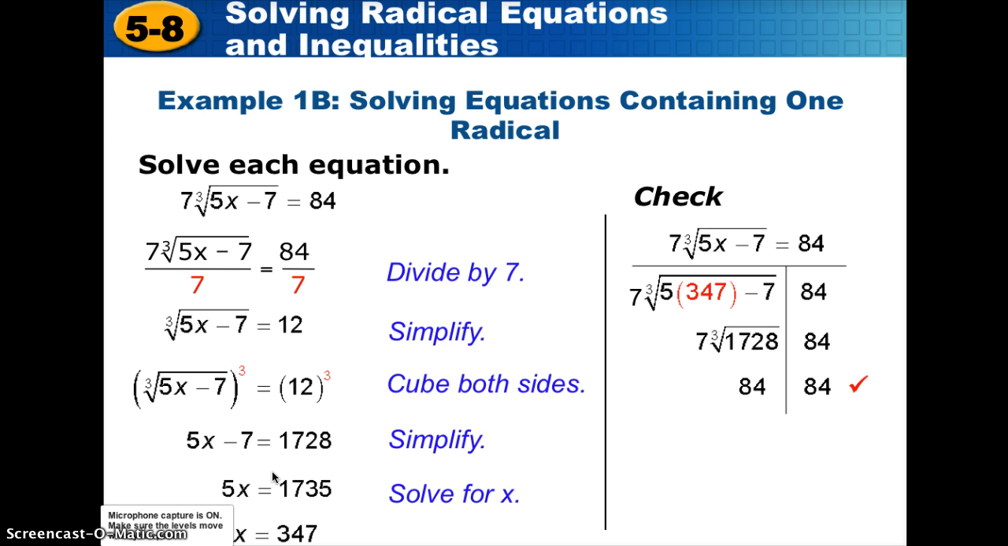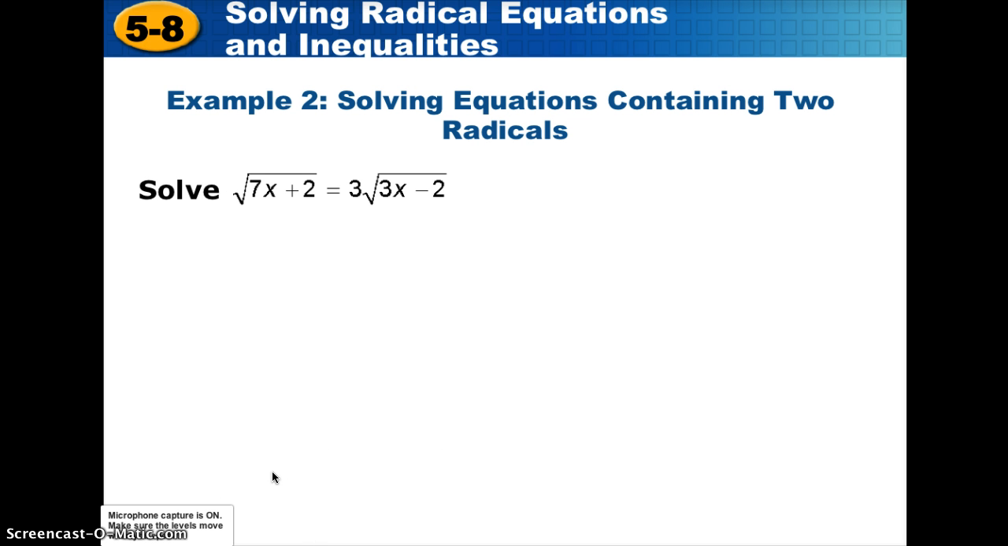Once we plug our solution back in to make sure that it works, we can see that we do end up with a balanced equation, a true equation. So we know that x equals 347 is a correct solution. Let's take a look at example 2.